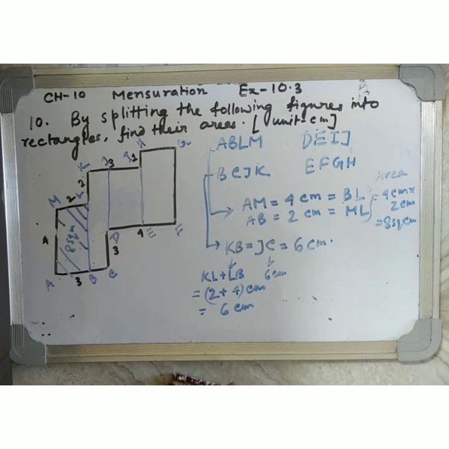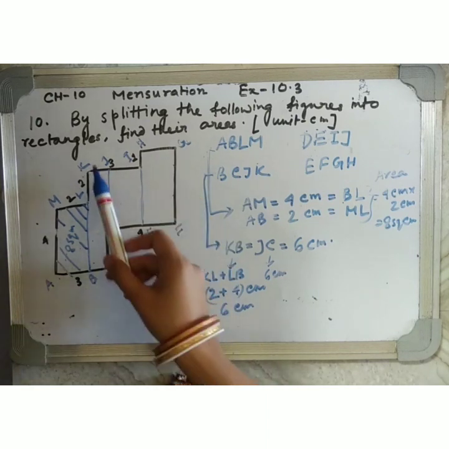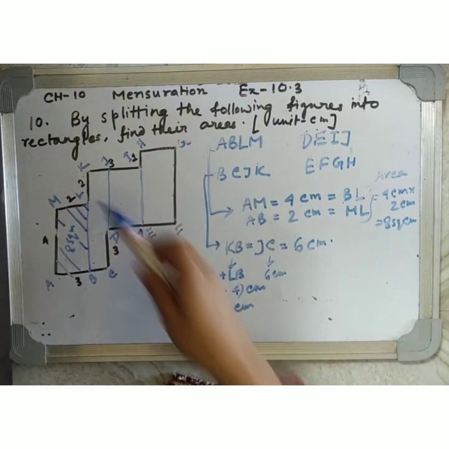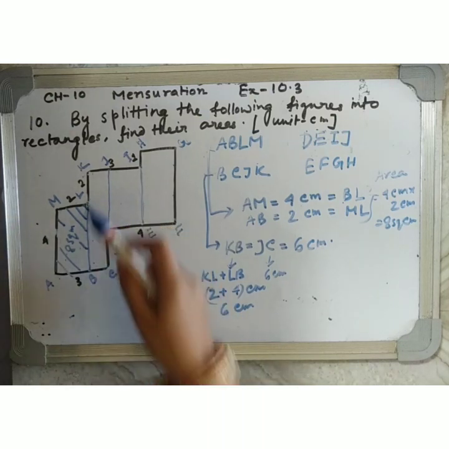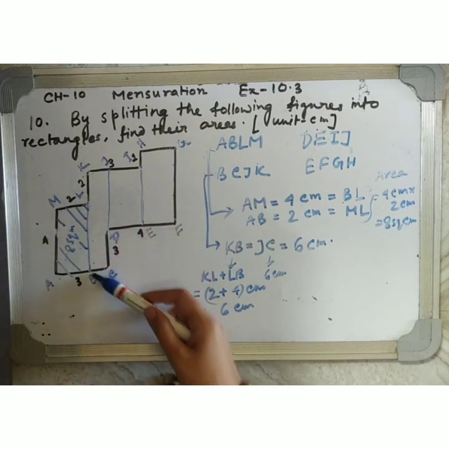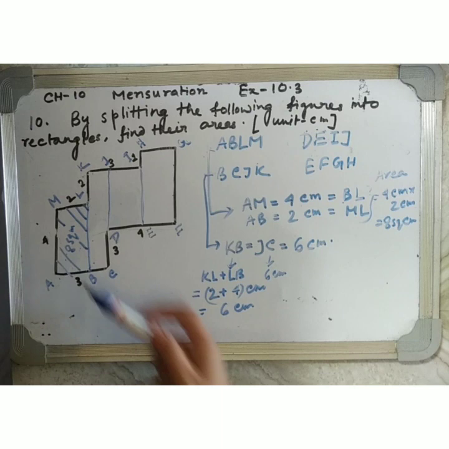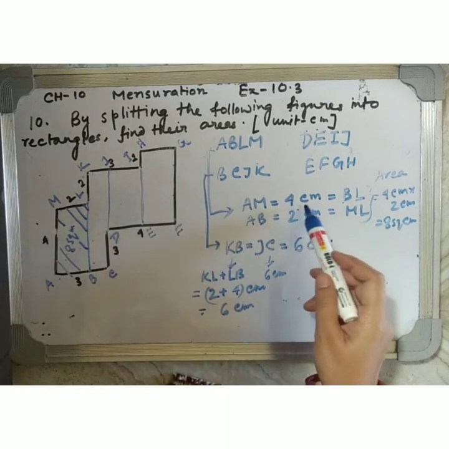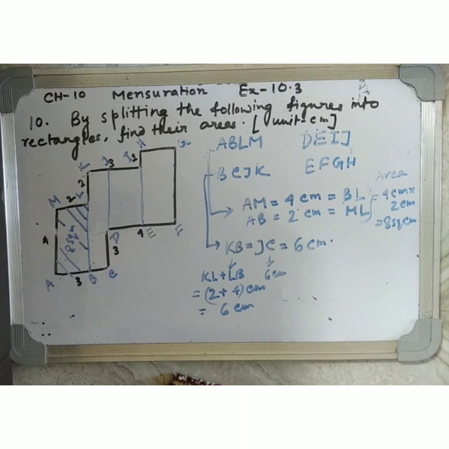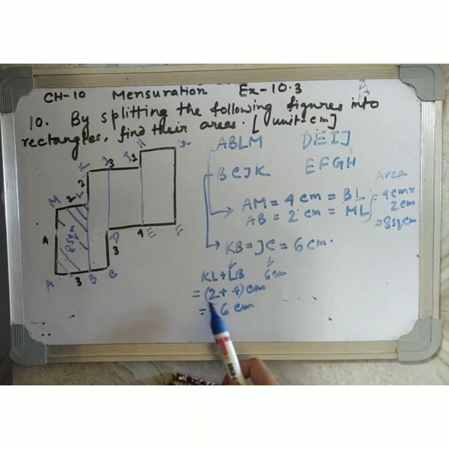I'm telling it again. Since we are not getting any specific length for BK or KB, we are breaking this line segment into KL and LB. We know the length of KL, which is already given in the question, that is 2 centimeter, and the length of LB we have already found by equalizing it with the length of AM, which was 4 centimeter. So KB was 2 centimeter plus 4 centimeter, that is 6 centimeter.